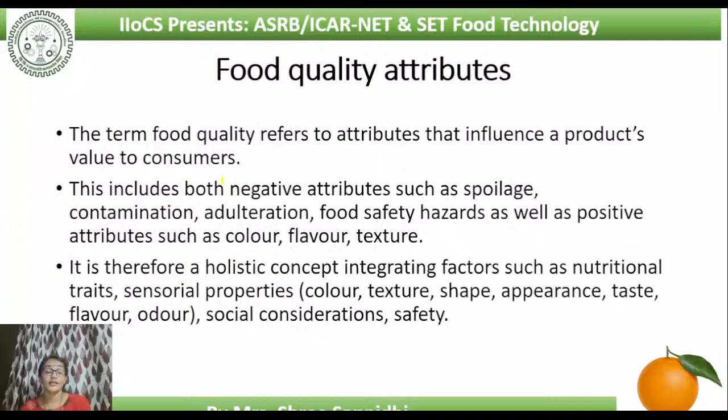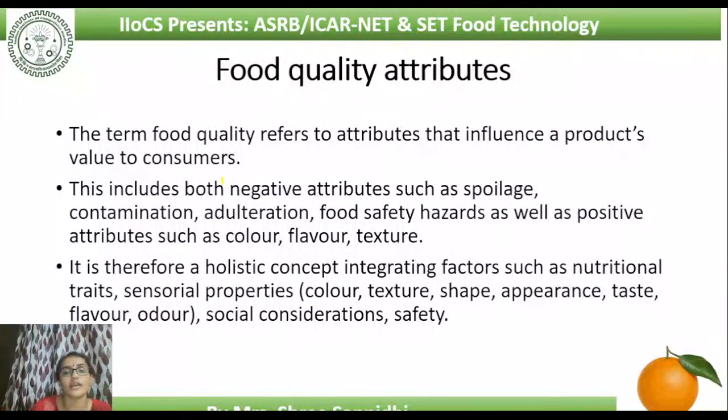Okay, let us see about the food quality attributes. The term food quality refers to attributes that influence a product's value to consumers. So the word attribute means features, the particular characteristics or features of a particular product. Okay, there are different attributes. So the attributes can be negative as well as positive.